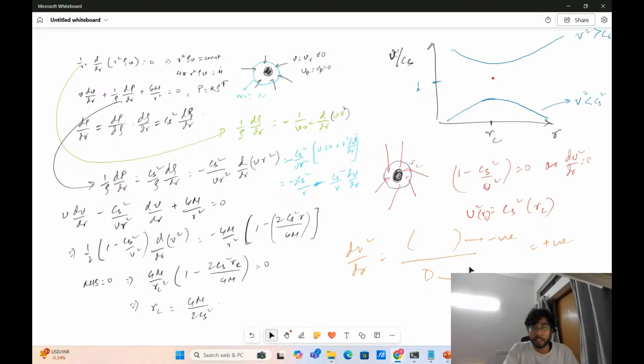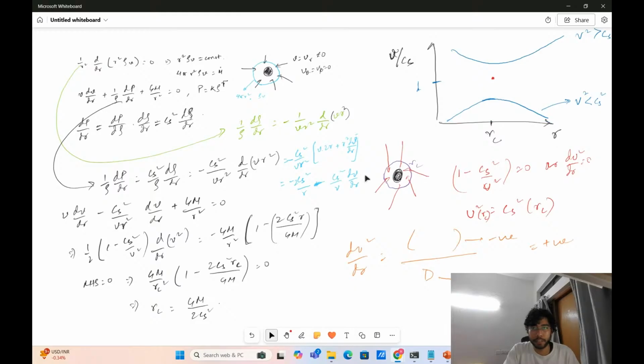Okay. So now we can say, you see that this thing is so beautiful because we can say a lot of things about this equation without exactly solving it. Because dv square dr is positive, that means in this region the velocity will increase with radius, right? And then at r equals rc, as we saw, dv square dr will be 0. So this is a flat thing.